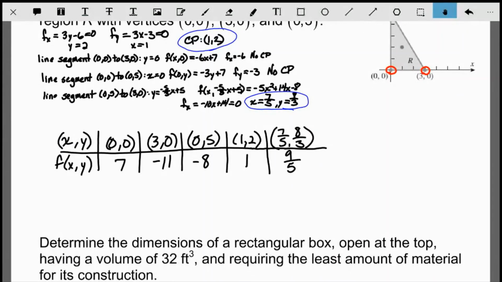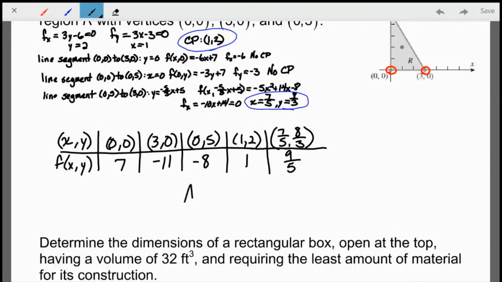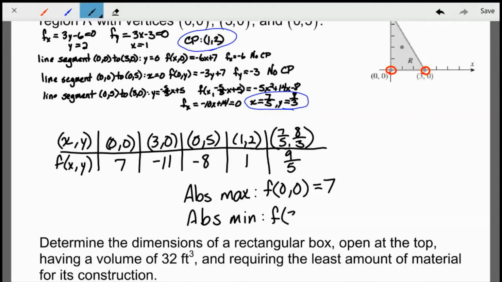Now, when we're looking for the absolute max or absolute min, where's our highest point, where's our lowest point in this table? Because these are the only places where the absolute max or the absolute min could occur. So we have our absolute max. You can see the highest value in this table is 7. So f of 0, 0 is equal to 7 would be my maximum. And then my absolute min. The lowest point that I have in this table is negative 11. So f of 3, 0 is equal to negative 11.